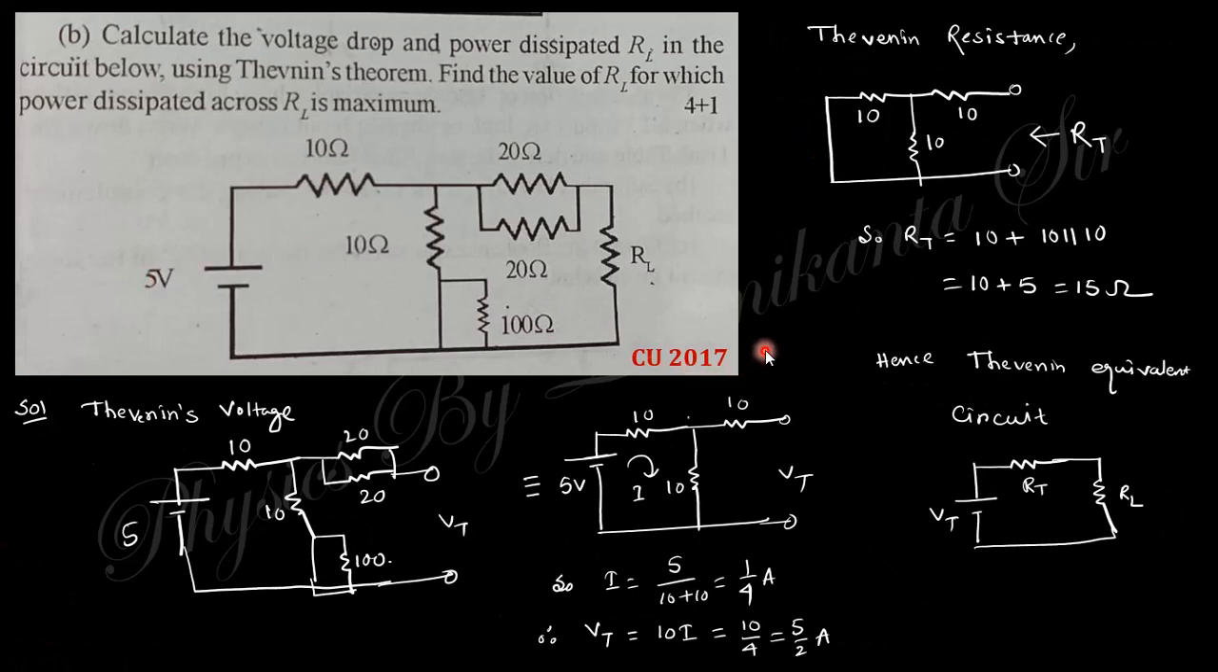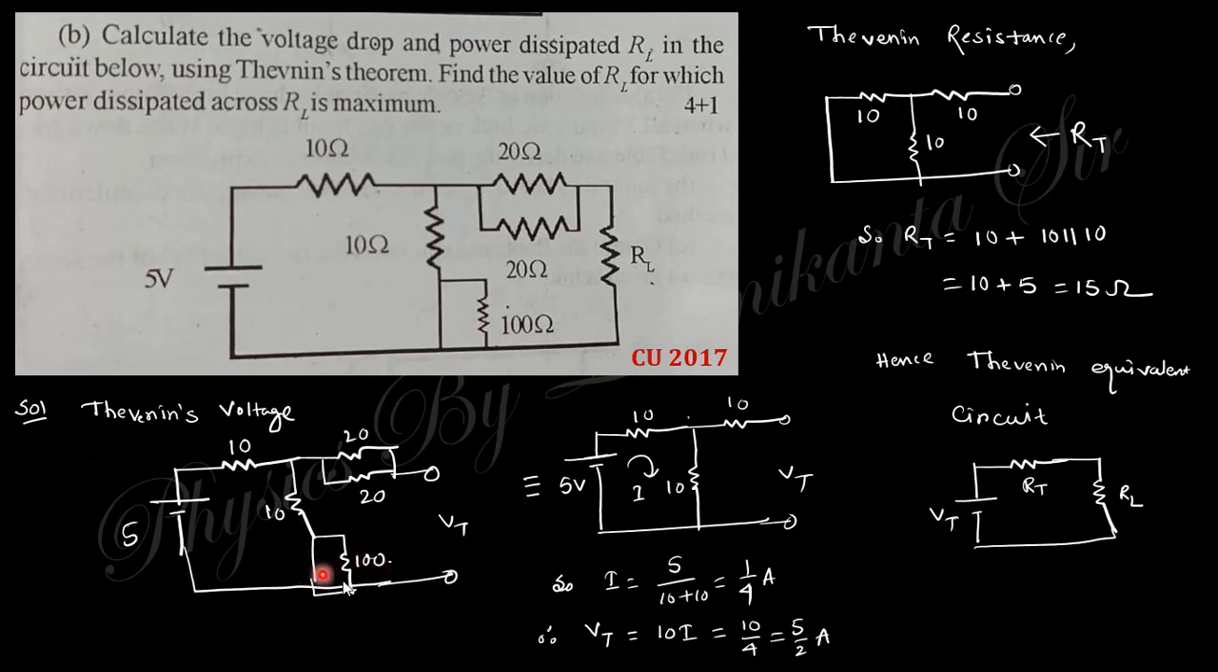The next question was asked in CU 2017, which says: calculate the voltage drop and power dissipated across this RL in the circuit below using the Thevenin theorem. You need to find the voltage drop across RL and the power dissipation, and find the value of RL for which the power dissipation across RL will be maximum. For the Thevenin theorem, you need to find the Thevenin voltage across this point and the Thevenin resistance. For the Thevenin voltage, you can see these two are parallel, and parallel with 0 is multiplication by summation.